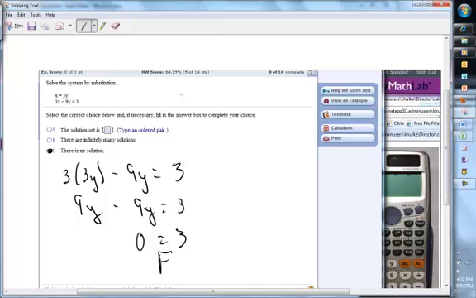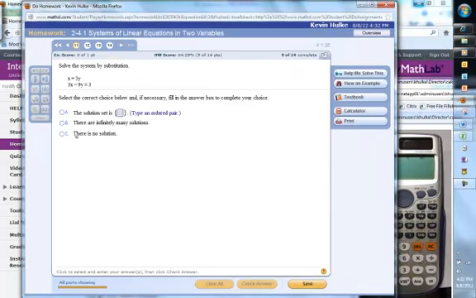When we rearrange this one on our calculator, we have x minus 3y equals 0, and 3x minus 9y equals 3. So we enter that on our calculator. 1, negative 3, 0. Next row, 3, negative 9, 3. And it says no solution.